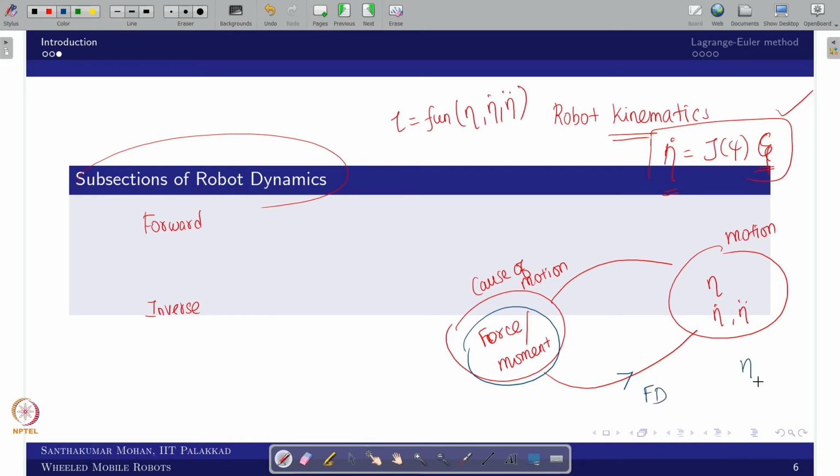Whereas I am looking the other way around. I am giving everything as desired. Earlier we saw the position trajectory, but now you are giving the general trajectory. If I do this given, I can find the forces and moments, and that is what you call inverse dynamics. By looking at it, one is analyzing and the other is controlling. That is what I put in this particular slide.